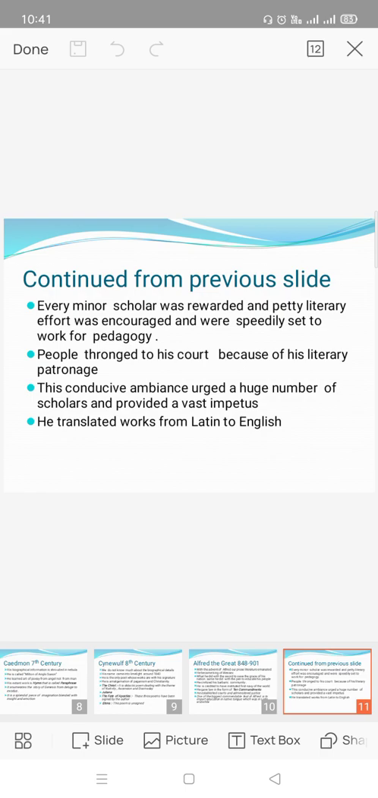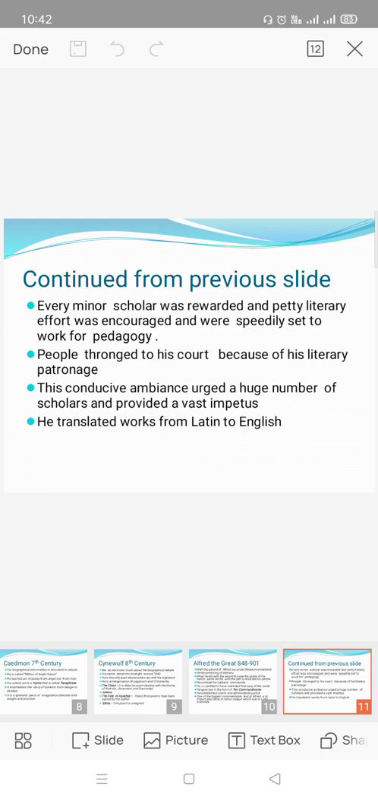It is said that every minor scholar who made even a petty contribution to the enhancement of literature was encouraged and speedily set to work for pedagogy. Each and every contribution towards learning, even a little one, was rewarded very highly by Alfred, which infused a new vigor and new spirit into the people to get involved in learning and enhance it.